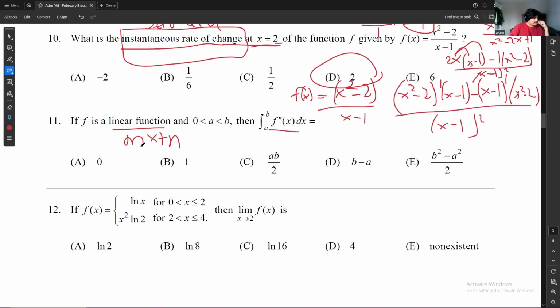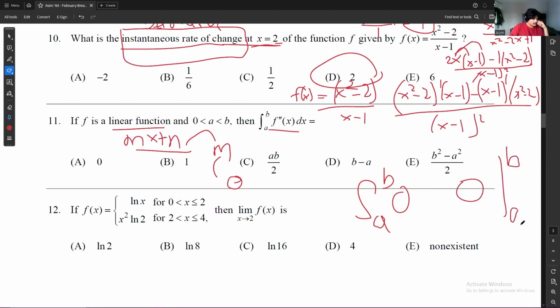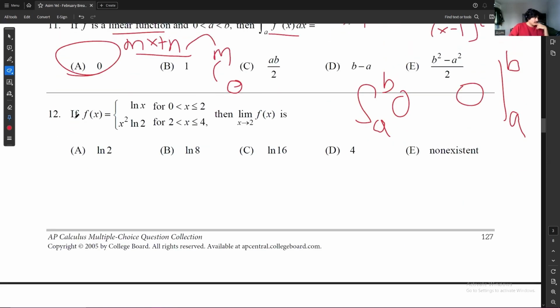second derivative. So if we take the first derivative of this, we're going to end up with m, and after taking the second derivative, we're going to end up with 0. So basically, they're integrating 0 from b to a. So if you integrate 0, you're just going to get 0. And if you try to plug something, there's nothing to plug. So it's just going to be 0.